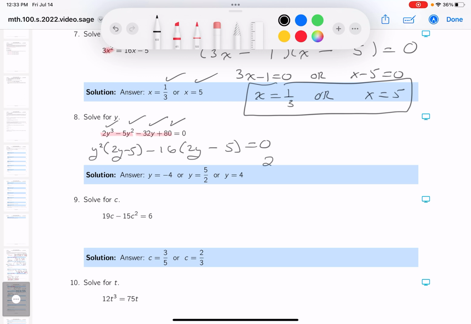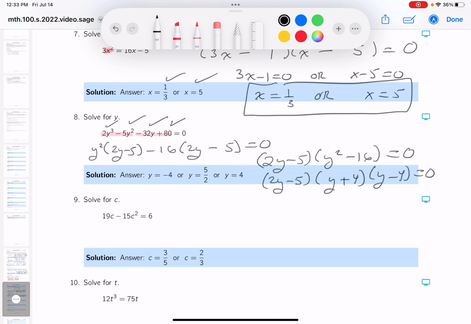What do you get here? A common factor comes out, which is 2y minus 5. And what are you left with? y squared minus 16, and that equals 0. Now granted, for a lot of students, that's the end of the story. What I want to do is continue to see if I can factor the problem. So what do you get over here? 2y minus 5. And y squared minus 16 is a difference of perfect squares. So y plus 4 and y minus 4 equals 0.